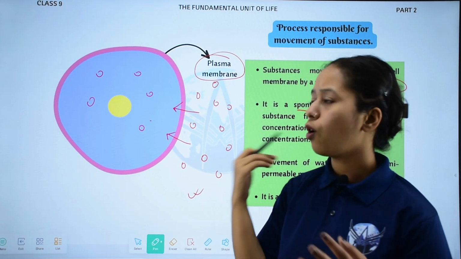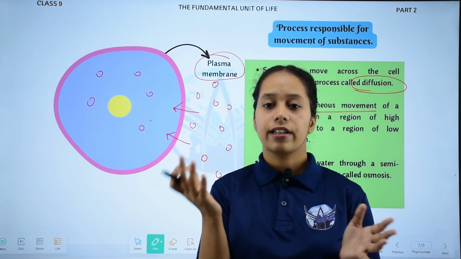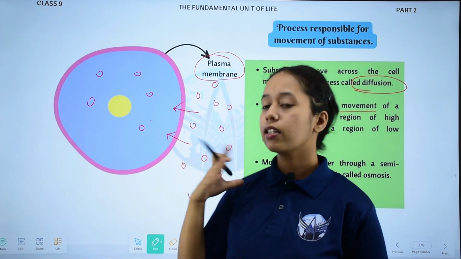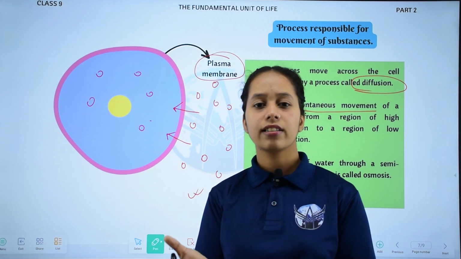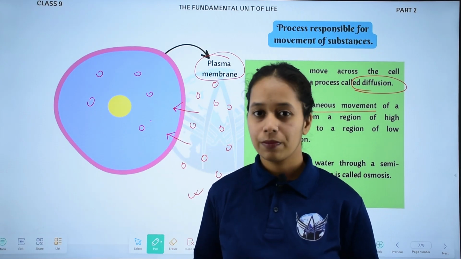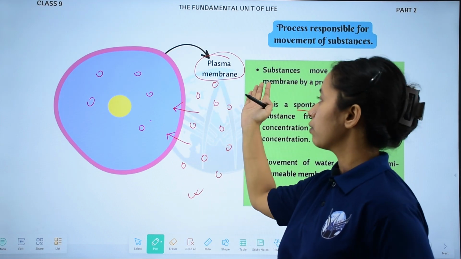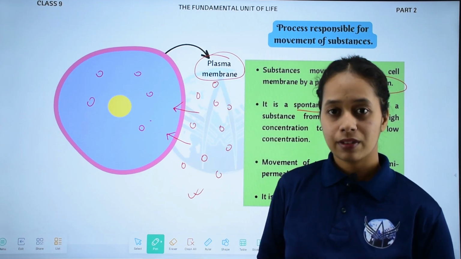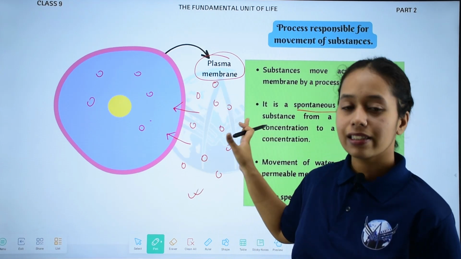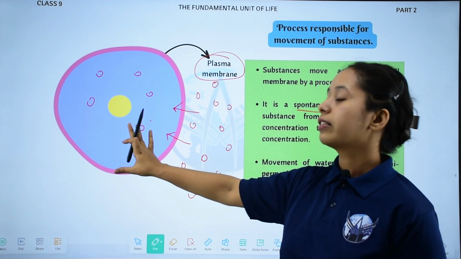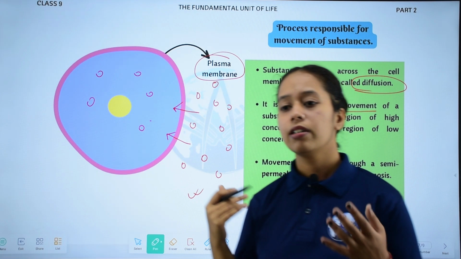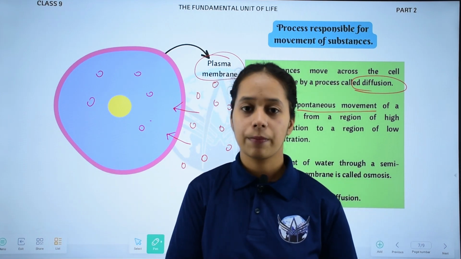Similarly, suppose we have oxygen. Suppose there is a higher concentration of oxygen outside the cell, and inside the cell there is a lower concentration of oxygen. Oxygen is something that a cell requires for many different functions. In that case, the plasma membrane will allow oxygen to move from a region of higher concentration, that is from the external environment, to the internal environment of the cell. Now this is about movement of necessary substances.